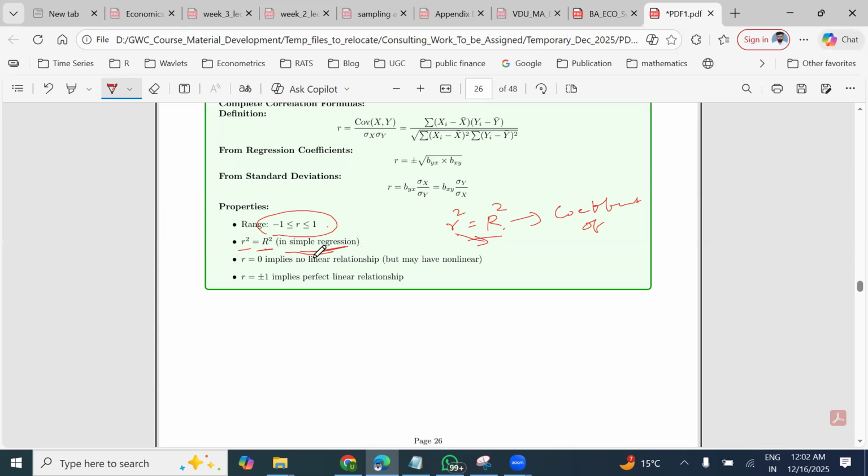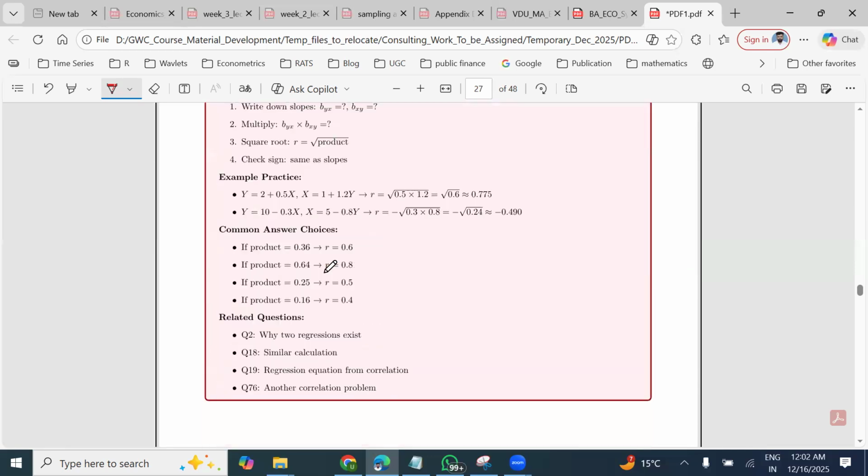If the correlation is 0, it means there is no linear relationship. Please remember that. Always say so; if you say no relationship, a lot of people make this mistake and you are incorrect. You have to say there might be a non-linear relationship, which is why you cannot say there is no relationship, only that there is no linear relationship. If R is plus or minus 1, then there is a perfect linear relationship.